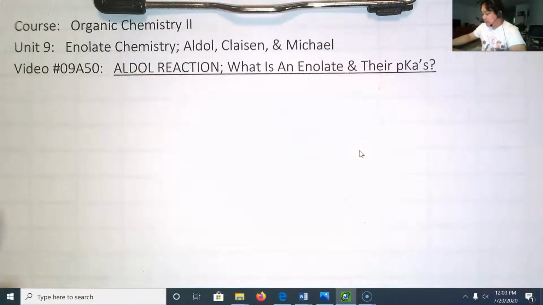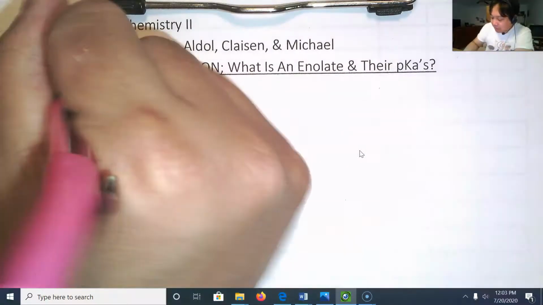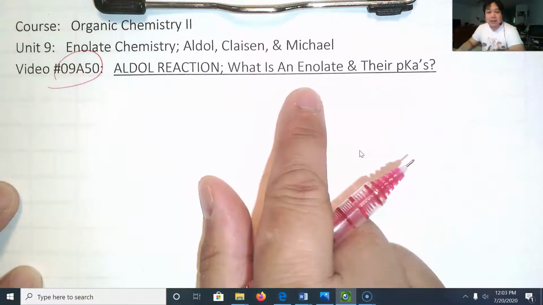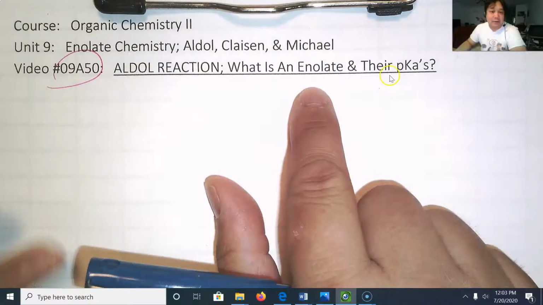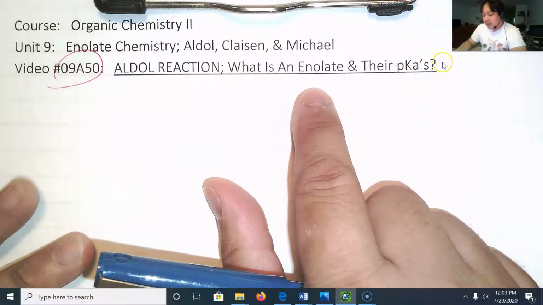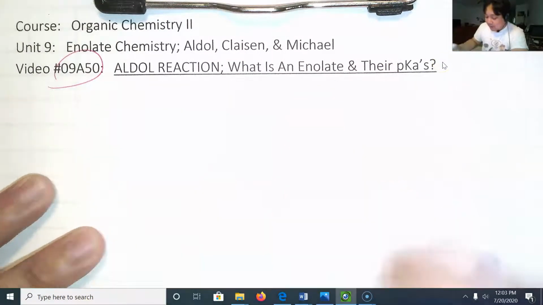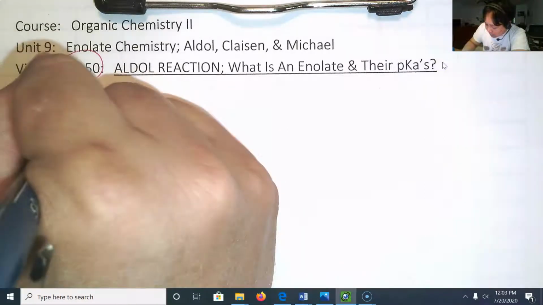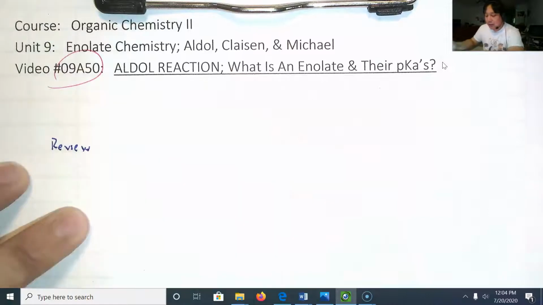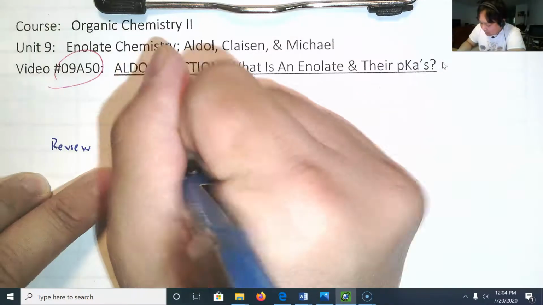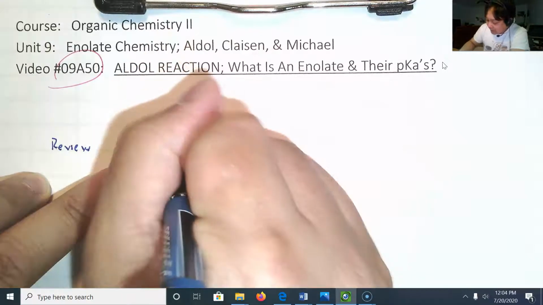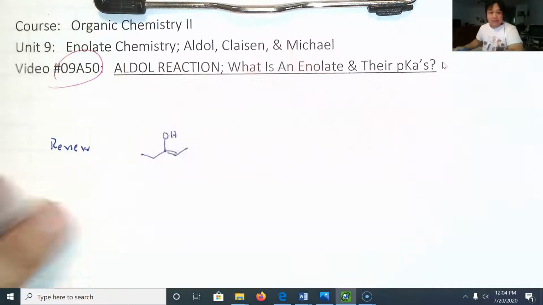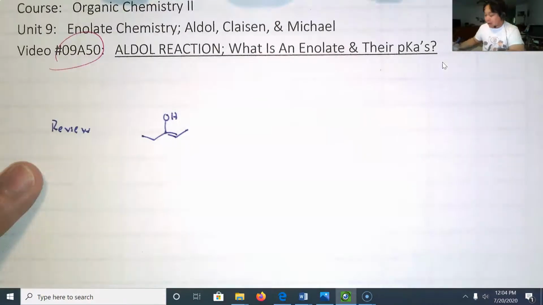Okay, before we get to the actual reaction, I do have to go over what an enolate is and look at their pKa's. Now, enolate might look very familiar to you. It comes from the term enol. Let us review enol-keto tautomerization, or keto-enol tautomerization. An enol is an alcohol that has an alkene. So that's a good representation of an enol.